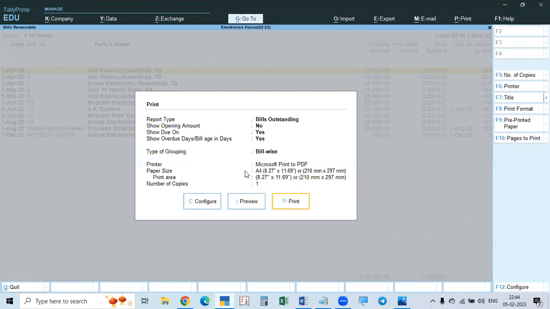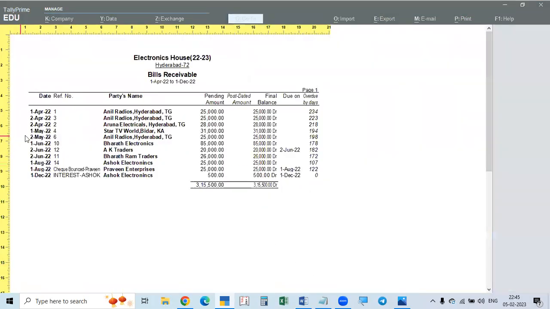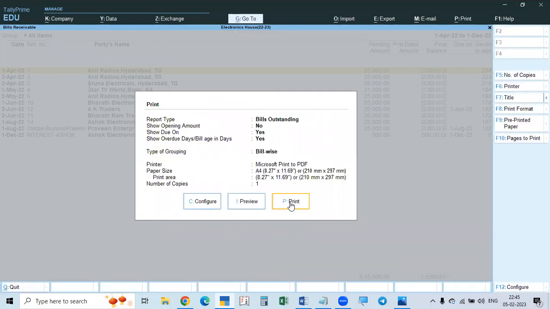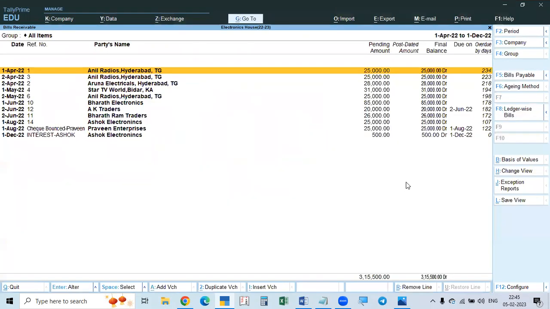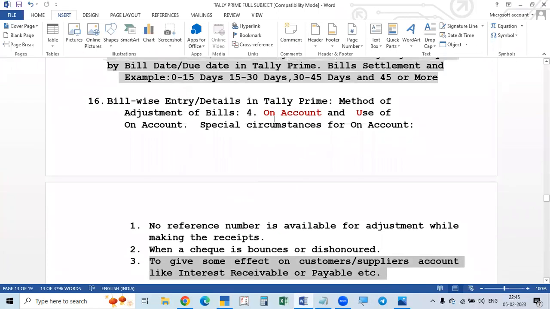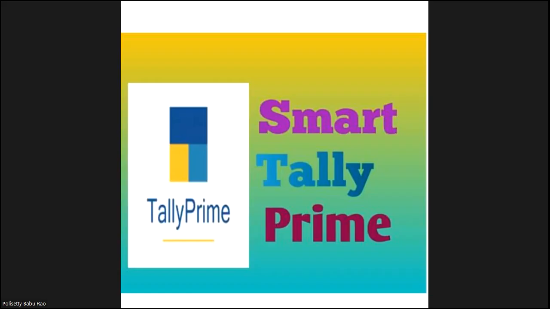Here we'll see how this report will show. If you click I for preview, it will show the report. With the help of the left and right arrows, we can see the full report. Then if you come back and print here, you can print the report. So this is how we will print the report. That is our concern today: how to make the report and how to use on account. Understand? So this is our topic today, and you have to understand it very well.